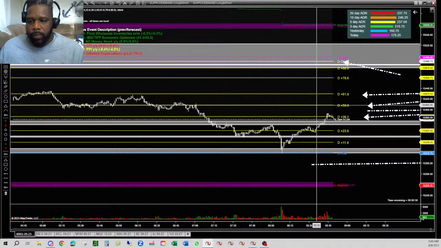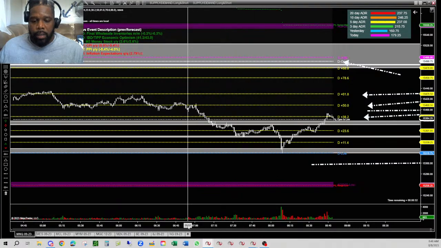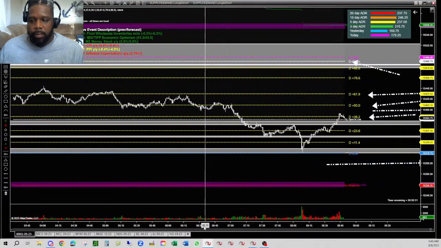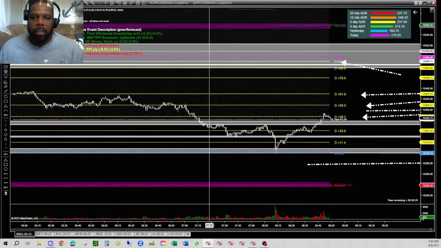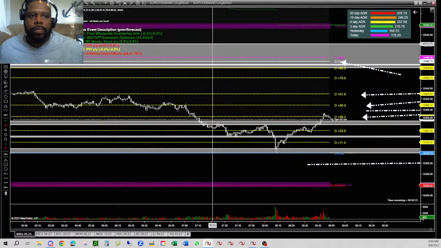And if they don't, that just means the bears are like, man, listen, we're trying to run this down. Price is trying to go down. That's what we're trying to do. So right now I am getting prepared for a gap close.